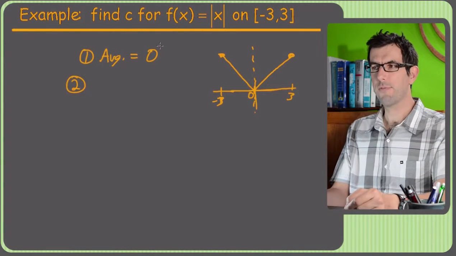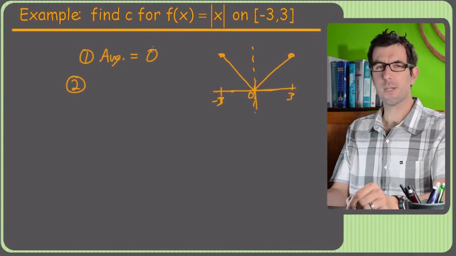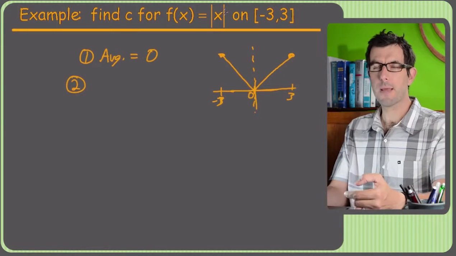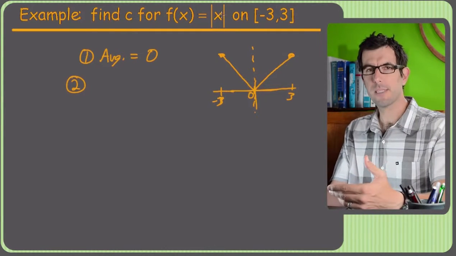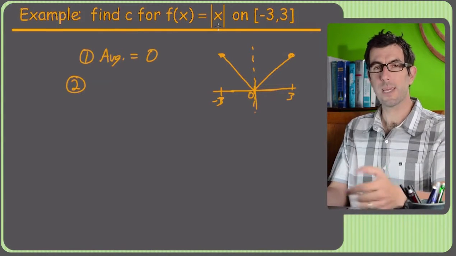But what is the derivative of the absolute value of x? That's a tricky one. It turns out there's not actually a formula. To figure that out, you sort of have to break up the absolute value of x into an x for positive numbers and a negative x for negative numbers. Point is, what we really want to do is look at it graphically.